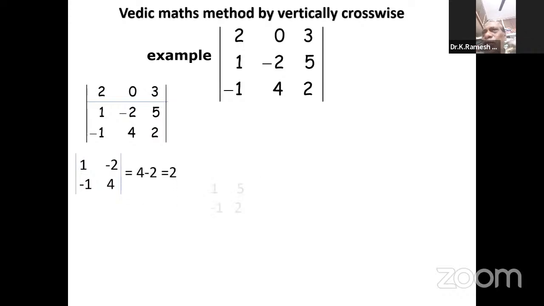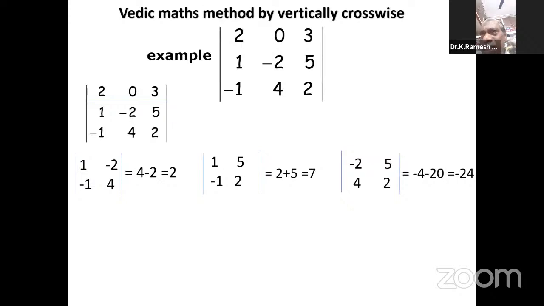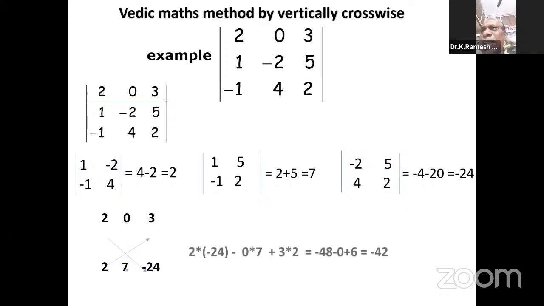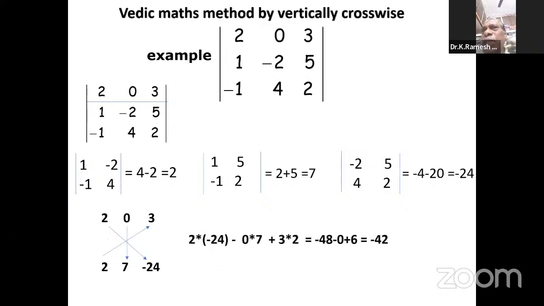And the determinant of this is 2. Then 1, 5, -2, 4. This determinant will be 7. Then -2, 5, 4, 2. For this the determinant will be 24. Now I am taking the upper row elements, that is 2, 0, 3, and the determinants which I have found, that is 2, 7, and 24, and I am applying the sign convention to the upper elements, that is plus, minus, and plus.